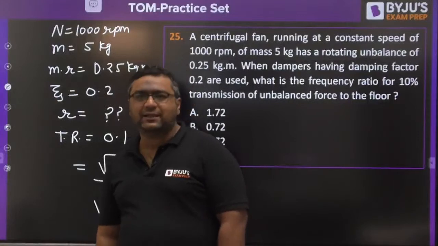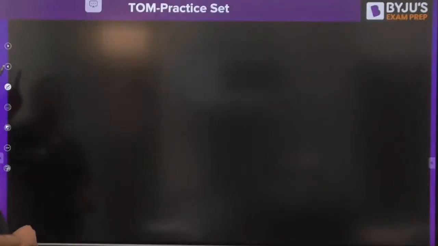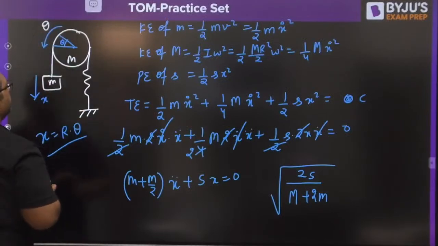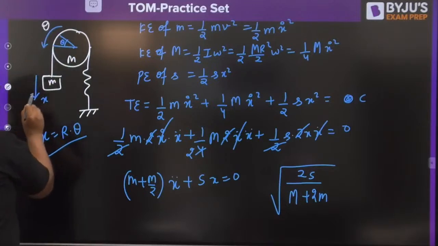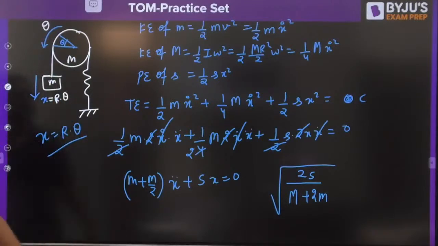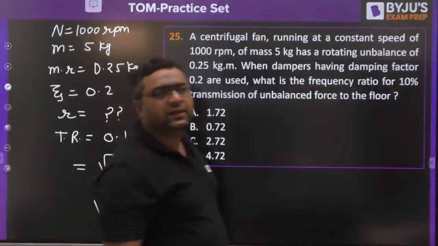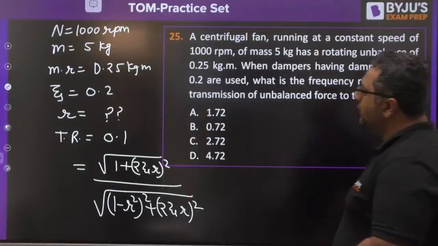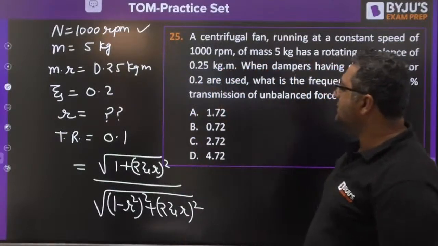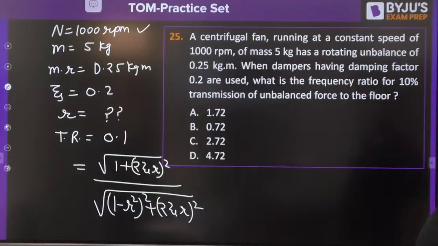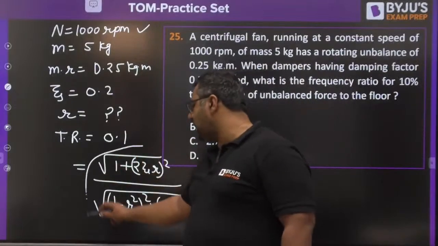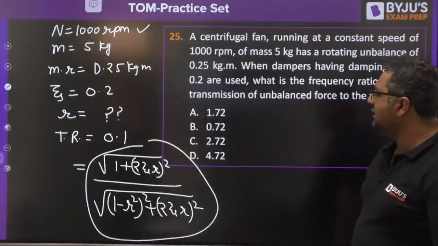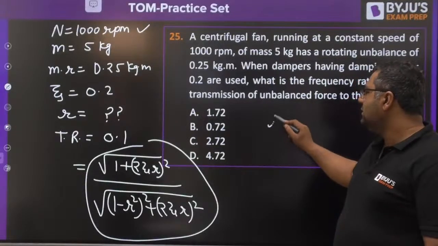For that you need to consider that the disk is rotated with an angular displacement of theta. Then when you take this mass, it will be going down by x is equal to r into theta. So now you can make the equation. Here you can do it by both methods. If you want, I will share the solution by the torque method also with you. But first of all, try to solve this one. N is given to you, mass is given to you. So this is 1 plus (2 zeta r) whole square. Zeta is already given. You need to find out only the frequency ratio.